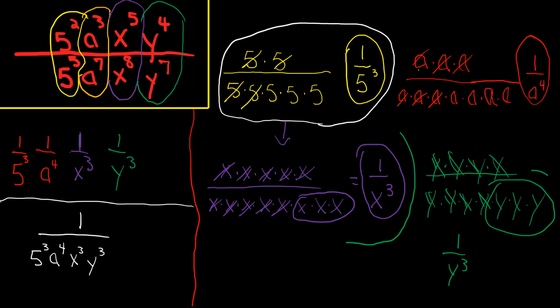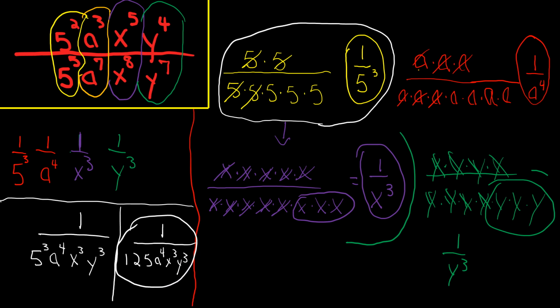Now we can also simplify that 5 cubed, 5 times 5 times 5. Let me pull out a calculator. So 5 times 5 times 5 will give us 125. So this would be our official answer after simplifying it: 1 over 125 a to the 4 x cubed y cubed, and there you have it.